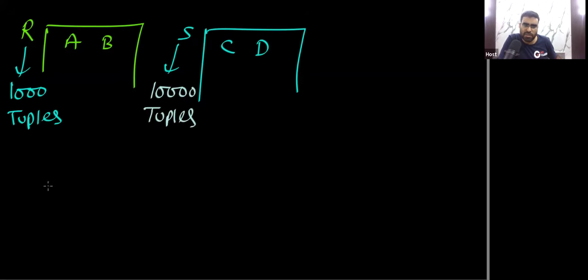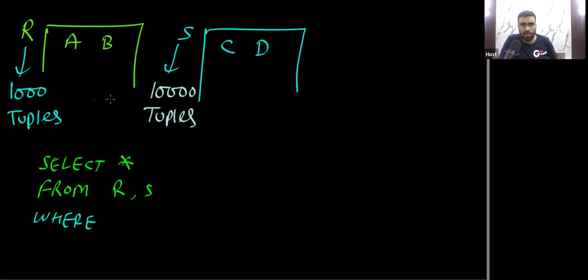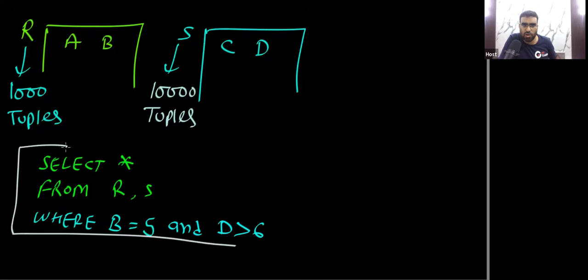Now consider this very simple query. From R comma S, from these tables, we want all attributes. Select star, where B is equal to 5 and let's assume D is greater than 6. Okay, consider this query. Now, very simple. Now you can easily see that this is your query.